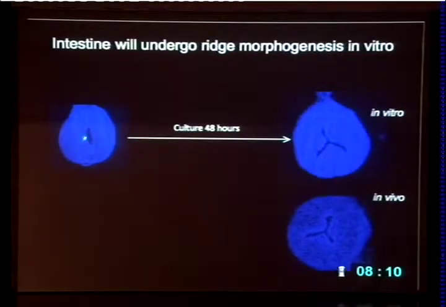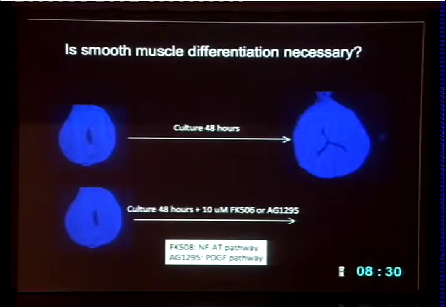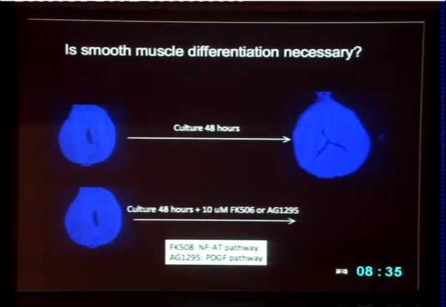So the first thing Amy did was show that in vitro she can culture guts, and after 48 hours, starting from a stage where there are no ridges, she can get the same sorts of ridges that you'd have at that same time if those guts had been left in vivo. So now she can repeat this in the presence of either of two drugs that block smooth muscle differentiation. And we're using two different drugs that block two different pathways to take care of off-target effects. If you get the same phenotype with both, it's probably because of their effect on smooth muscle.